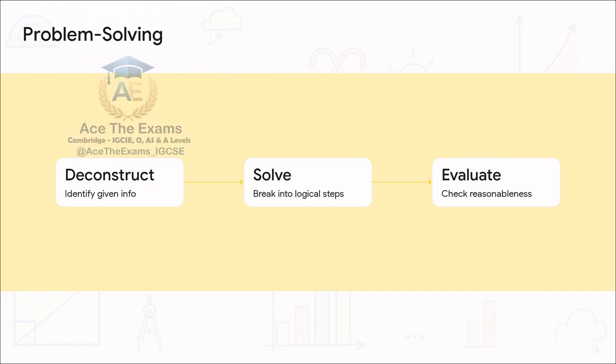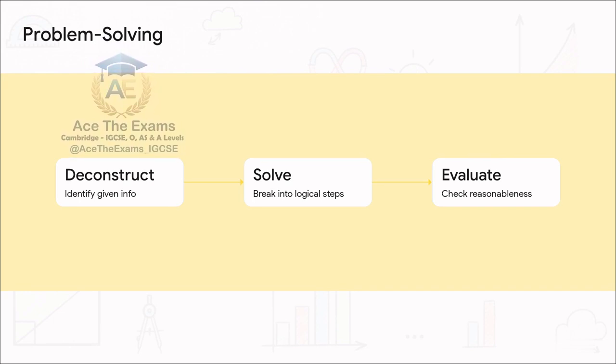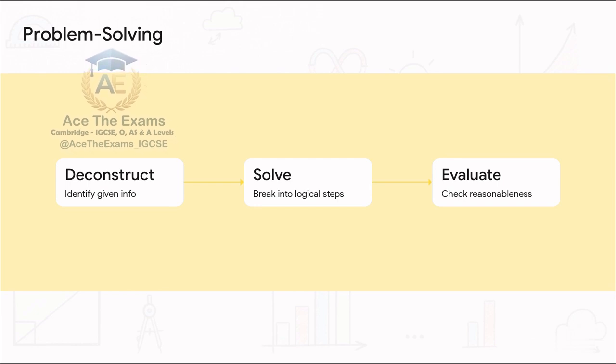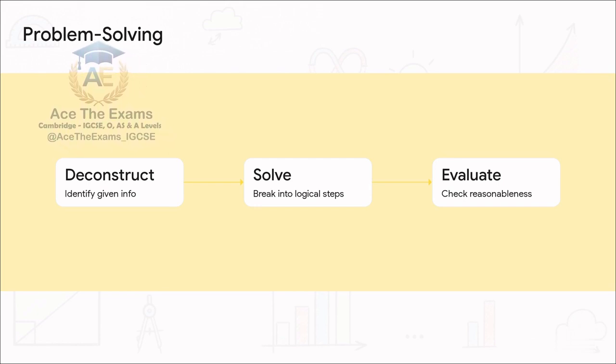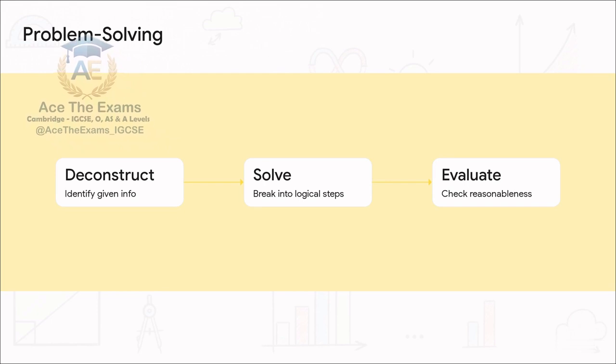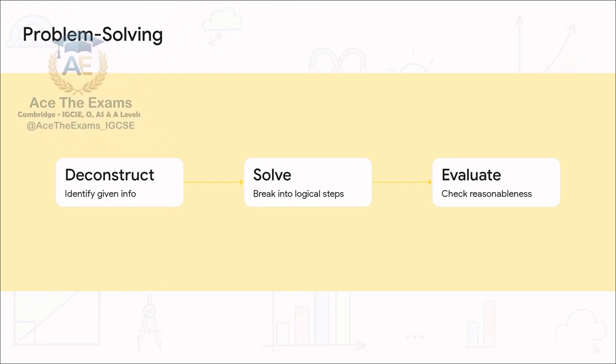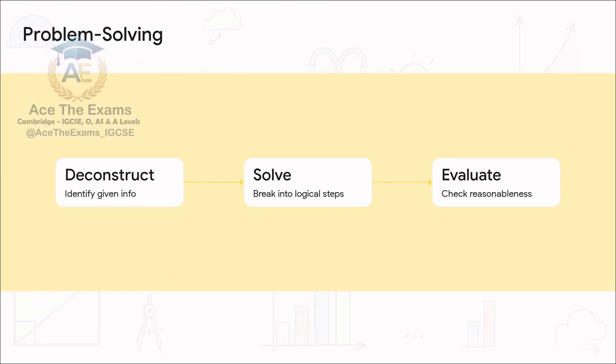Step 1, deconstruct the given information. This means breaking that dense paragraph down. Is it asking for an exact value? Is it asking for an approximation? Step 2, solve systematically in logical steps. This is your core algebra, clearly spaced out, showing absolutely every single substitution into the geometric progression formulas.